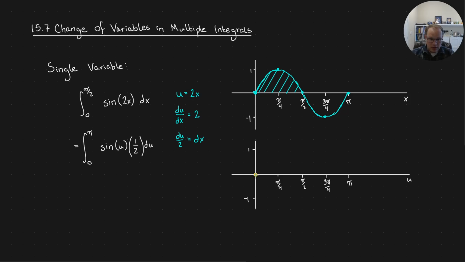So now sine of 0 is 0. Sine of pi over 4 is root 2 over 2. That'd be about there maybe. Sine of pi over 2 is 1. 3 pi over 4 is again root 2 over 2. And then pi. And I want the integral from 0 to pi.